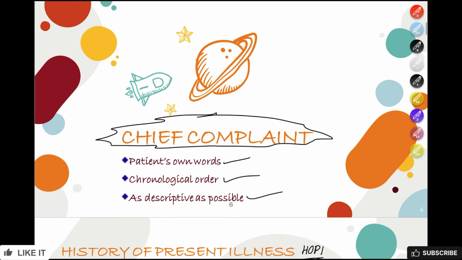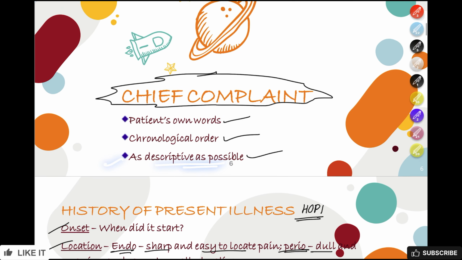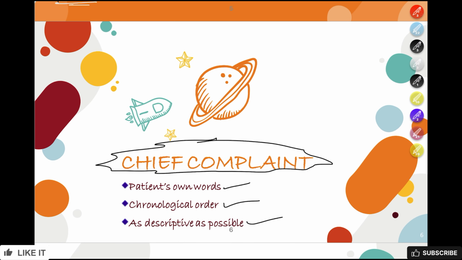So the first thing we should note is the chief complaint of the patient. The chief complaint should always be in the patient's own words. It should be in chronological order as well as descriptive as possible. For example, we can say the patient complains of sensitivity in the lower left back region since 1 month, aggravated or triggered by cold foods and relieved by hot foods. So this can be the chief complaint in the patient's words.